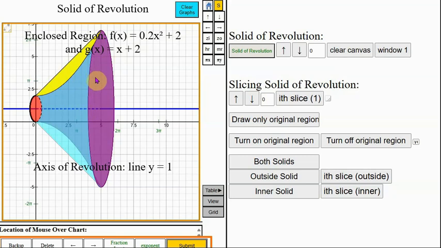And so what we can do is find the volume of the outer solid and then find the volume of the inner solid and then subtract. So this is the outer solid. So we want the volume of this outer solid, and then here's the inner solid. So this is the outer solid, and then this is the inner solid. And now let's find the volume of the outer solid.